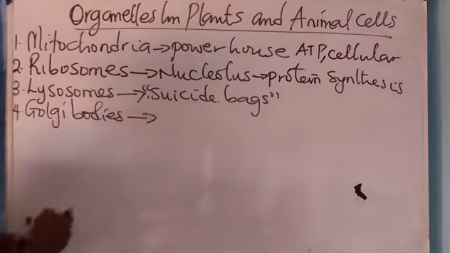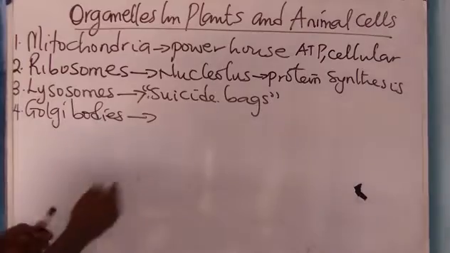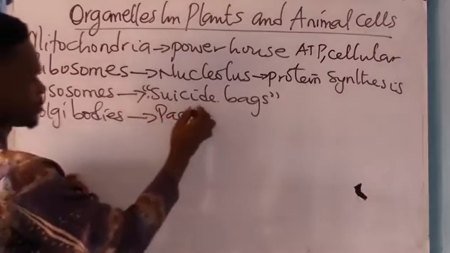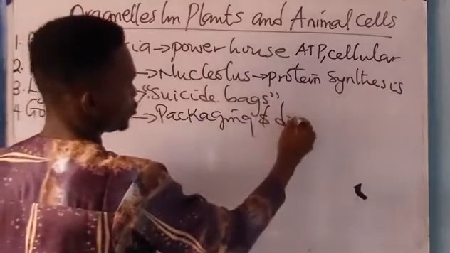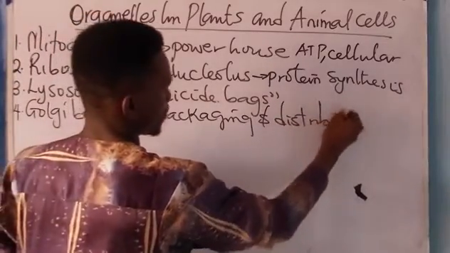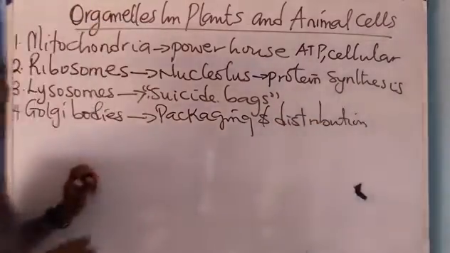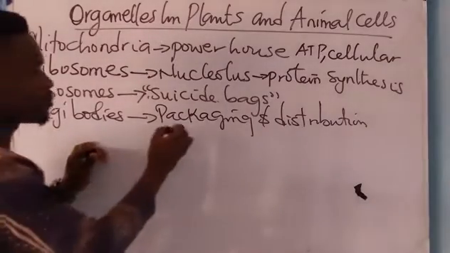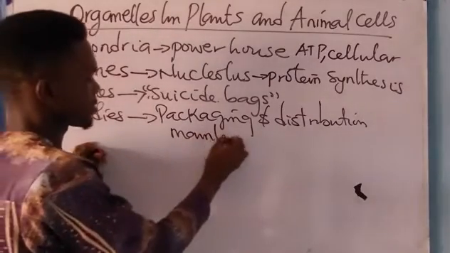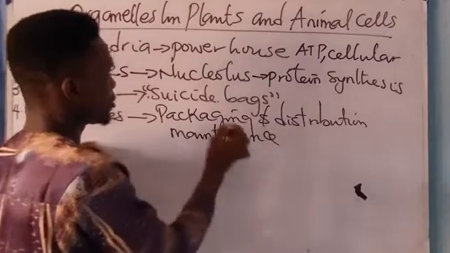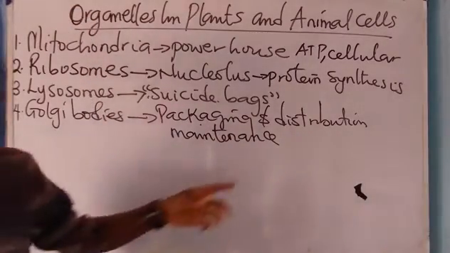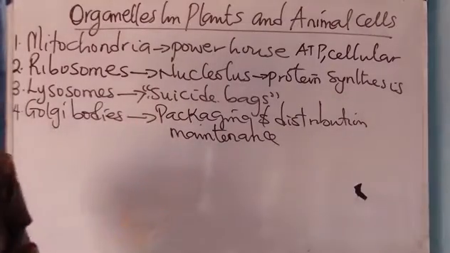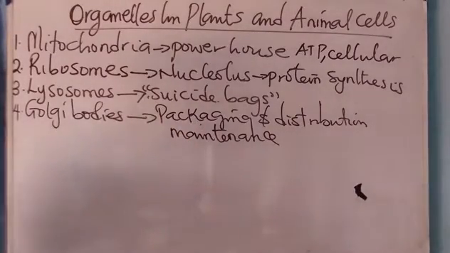Okay. Number four, you have the Golgi bodies. The Golgi bodies are responsible for the packaging and distribution of materials in the cell, and they also provide maintenance. All right, the Golgi bodies also provide what? Maintenance. They package, they distribute, and maintain the inside of the cell. Okay, take note of that.